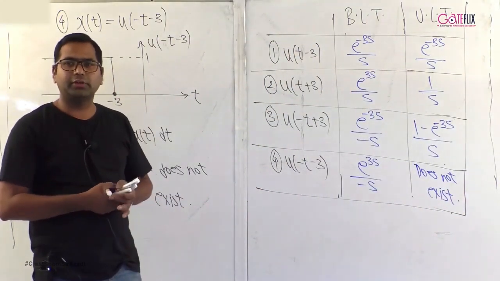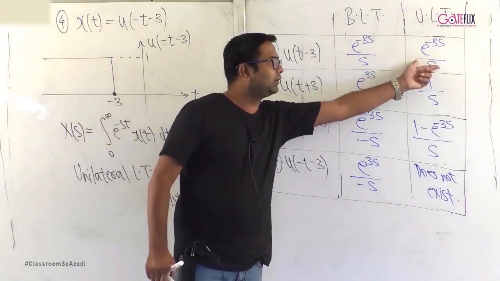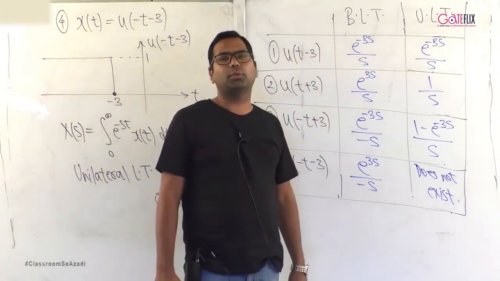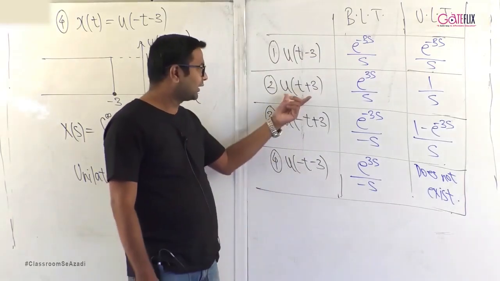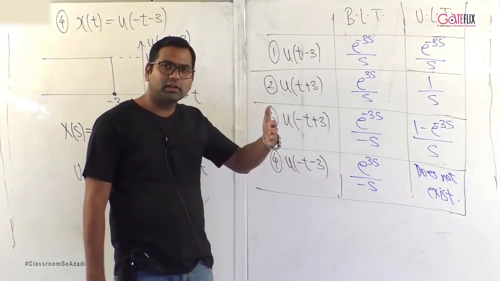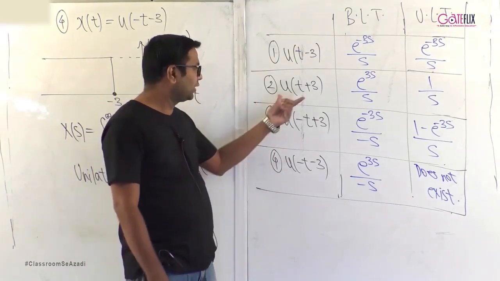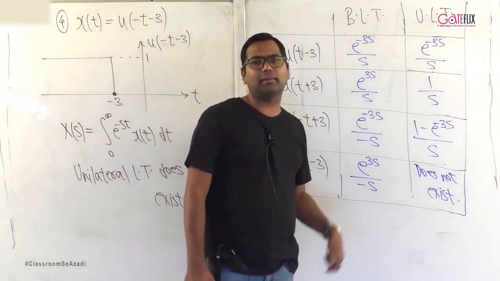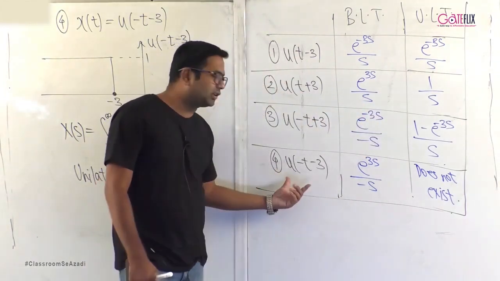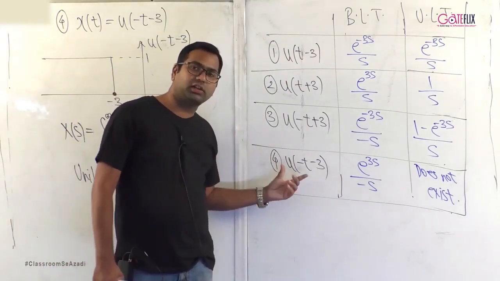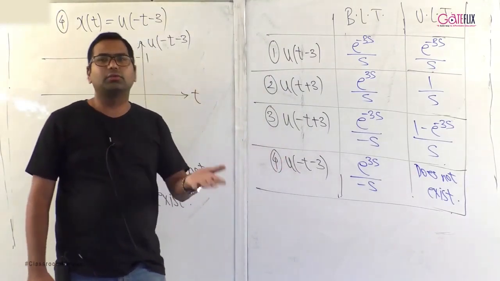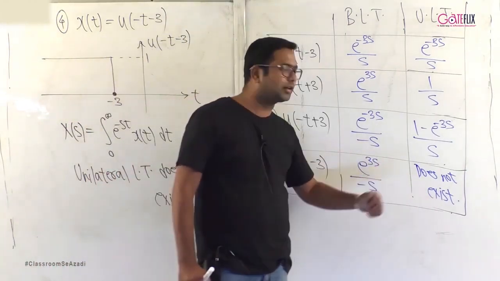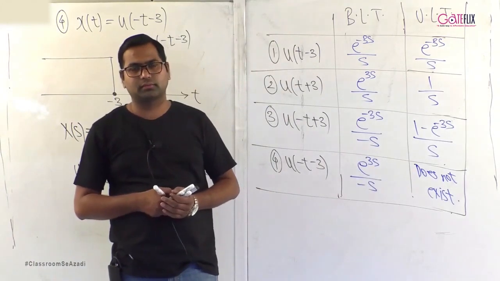Thus, we can definitely conclude that bilateral and unilateral Laplace transform will be the same if the signal exists completely for positive time. For the second and third questions, a portion of the signal is present for negative time. When a portion of the signal is present for negative time, the unilateral and bilateral Laplace transforms are different. The fourth question is a signal which completely exists for negative time. If the signal completely exists for negative time, then the unilateral Laplace transform does not exist.